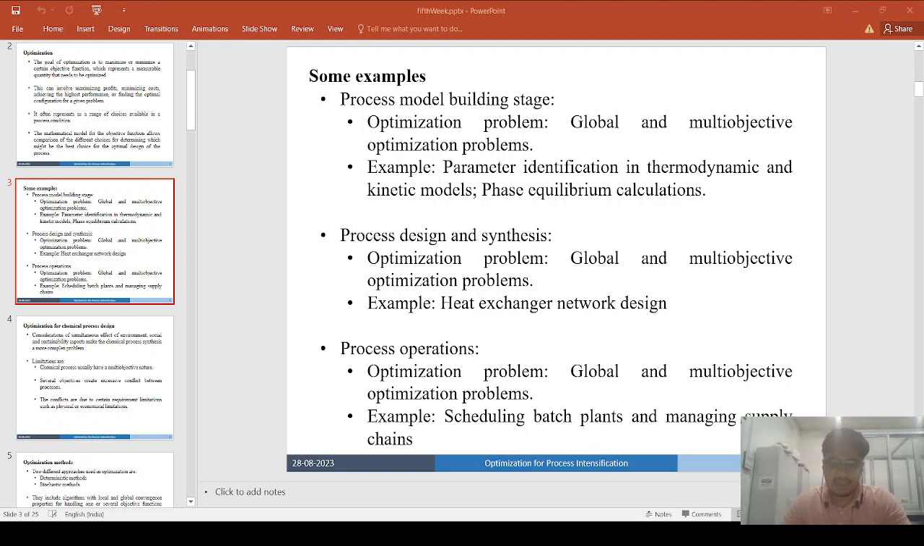And another example of optimization comes under the process operation stage, where the optimization problem is again global in nature and is a multi-objective optimization problem. For example, scheduling batch plants and managing supply chains.